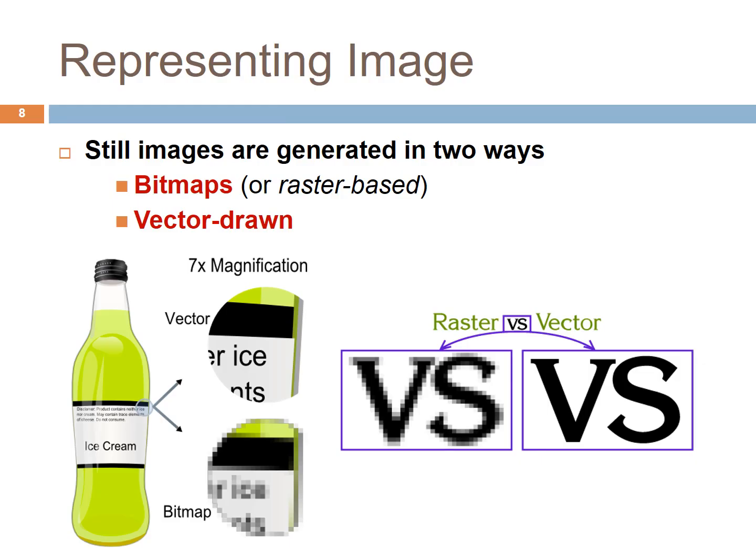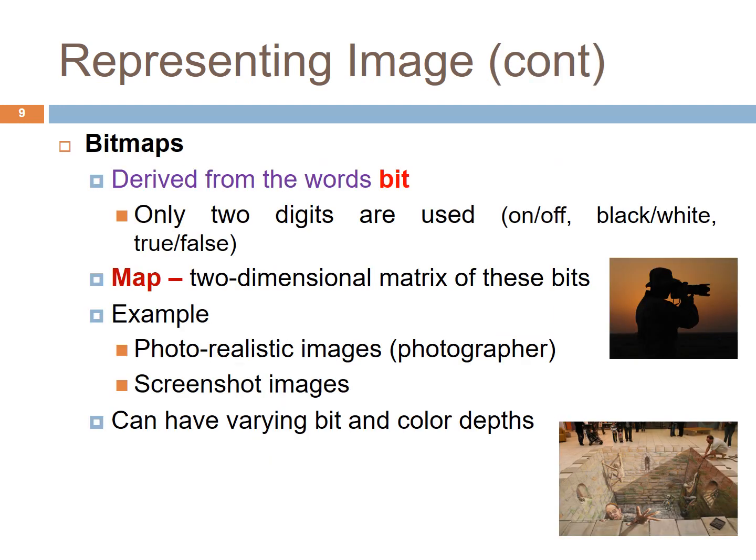Still images are generated in two ways, which are bitmaps and vector-drawn images. Vector and bitmap images are both pictures on a screen, but they have different compositions and focuses. Bitmaps are made of pixels, while vector images are software created and based on mathematical calculations. Bitmap images, also known as raster images, are made up of pixels in a grid. Pixels are picture elements, tiny squares of individual color that make up what you see on the screen. All these squares of color come together to form the images you see.